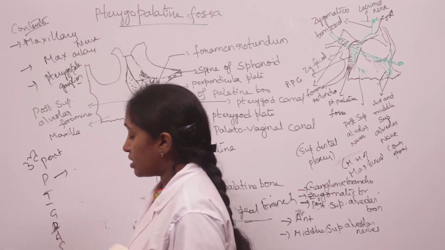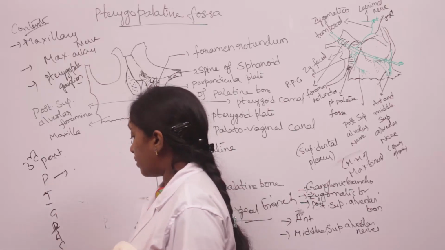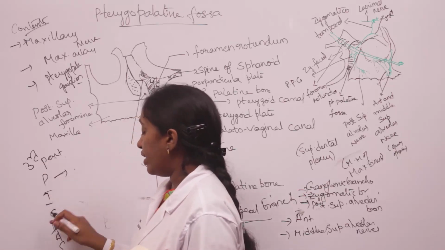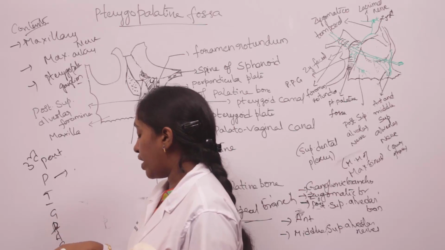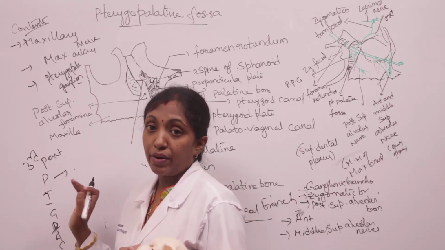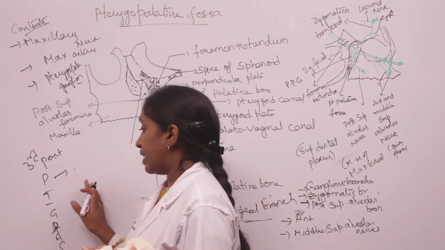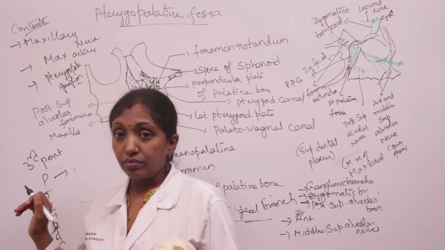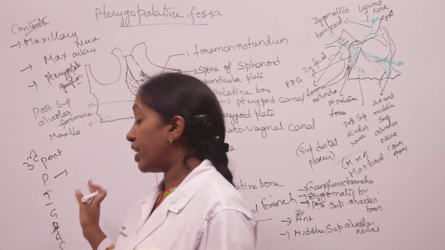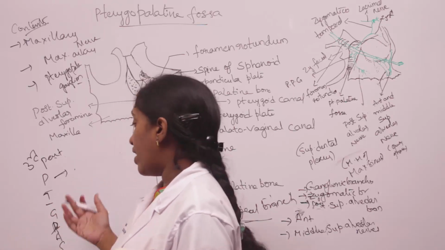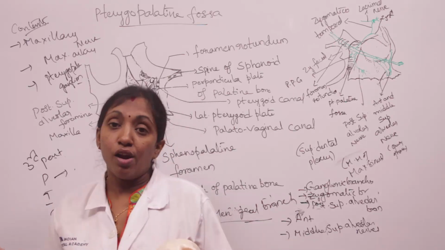So these are the 6 branches. They are given by the third part of maxillary artery. Okay. So pharyngeal artery, infraorbital artery, greater palatine artery, artery of pterygoid canal, and sphenopalatine artery. These are the branches given by the third part of maxillary artery. We have discussed them during the infratemporal fossa.